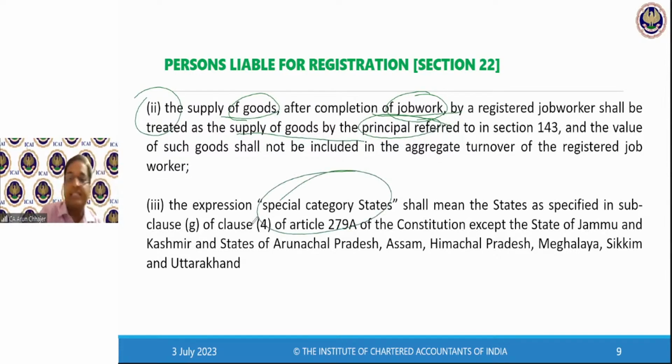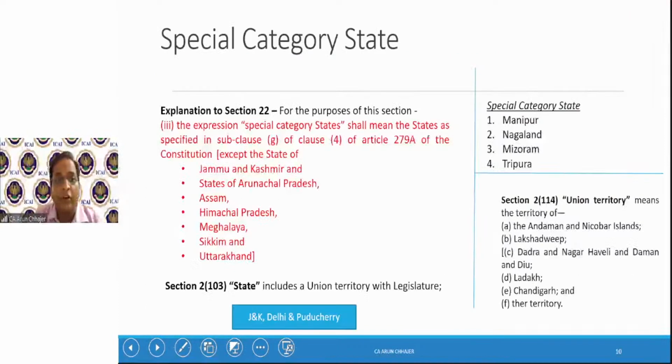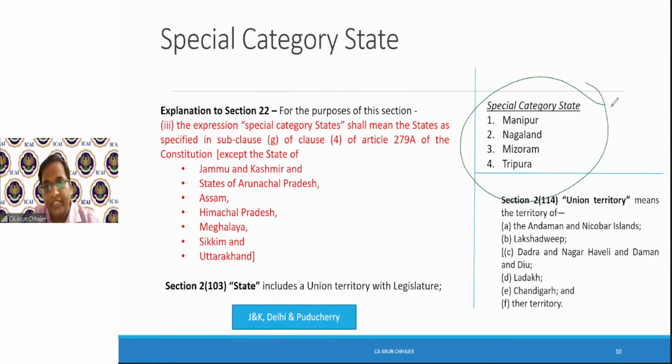The special category state means the states being mentioned except Jammu and Kashmir, Arunachal, Assam, Himachal, Meghalaya, Sikkim and Uttarakhand. So I have made one chart for all of you on what is the meaning of special category state. Now these 4 states are special category states. Why have these been excluded? Because they have lifted their turnover from 10 to 20. So as of today, how many special category states are there? Manipur, Nagaland, Mizoram and Tripura.